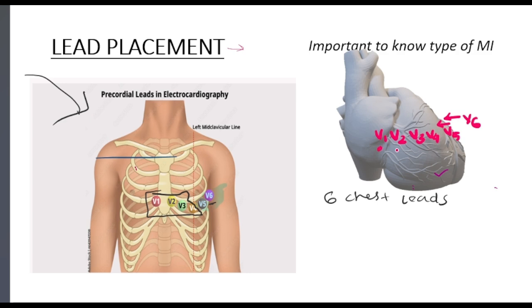V1, V2, V3, V4, these we have kept over the anterior surface of the chest. So the V1 to V4 are called anterior chest leads. Now, a question: which leads show elevation in anterior wall MI? It is V1 to V4. It's clear now.